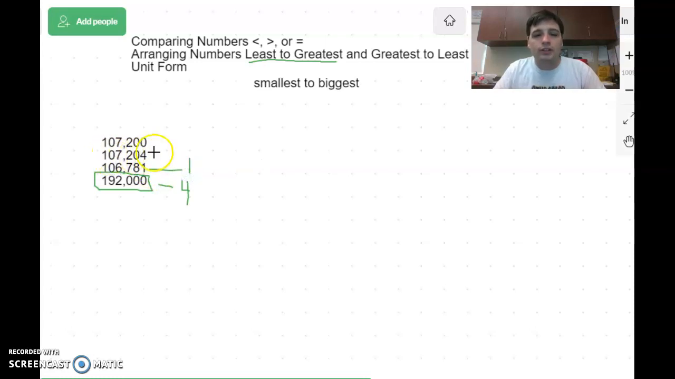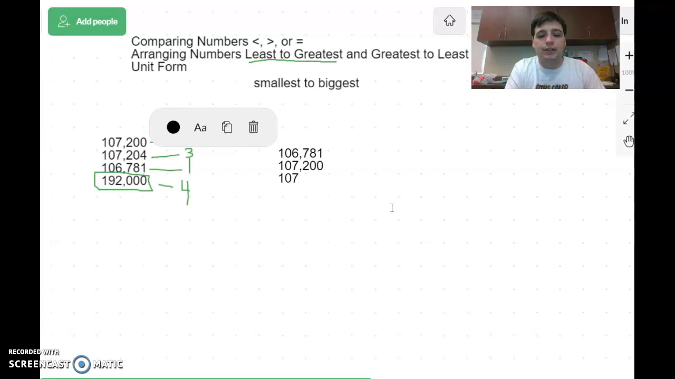Here I have 107,204, 107,200, 200 smaller than 204. That's 2. And here's 3. Now that I have that labeled, I can write it out. 106,781, 107,200, 107,204, 192,000. Smallest to biggest, least to greatest.